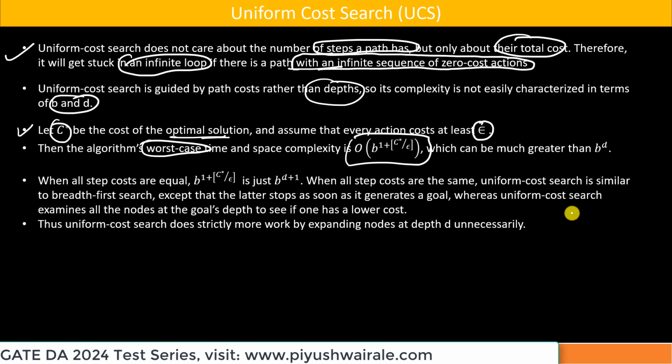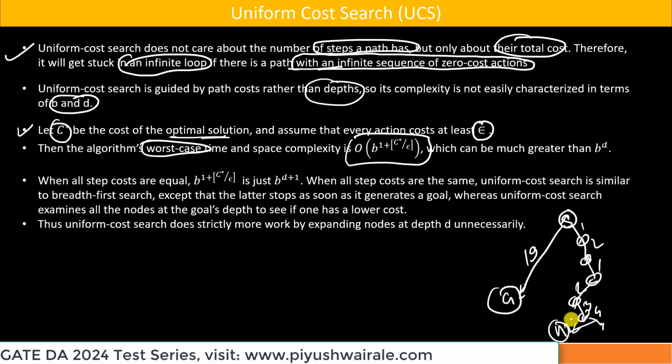Now how can this be much greater than b to the power d? For example, let us take this node S and say this is my node G. I can directly go from S to G at a cost of, say, 90. But I could go to A, then A to B, B to C, C to D, D to E, E to F like this, at a cost of 1, 2, 3, 4 till, say, M, at a cost of say 1.